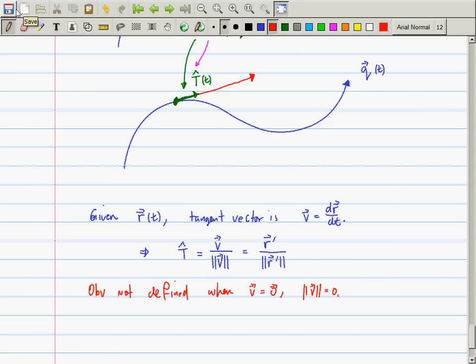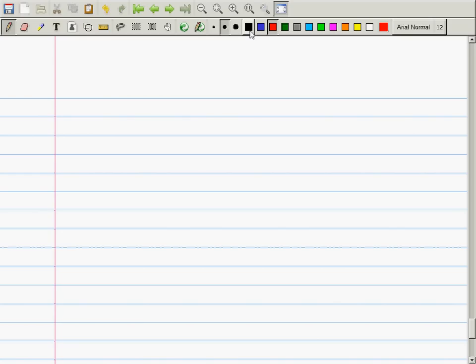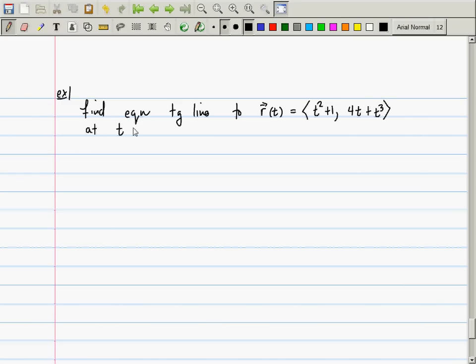Okay, so any questions about this? So now, here's something interesting. Let's consider the following question. Find the equation of the tangent line to R of t equal to, how about t squared plus 1 and then 4t plus t cubed at t equal to 2. Find the equation of the tangent line.